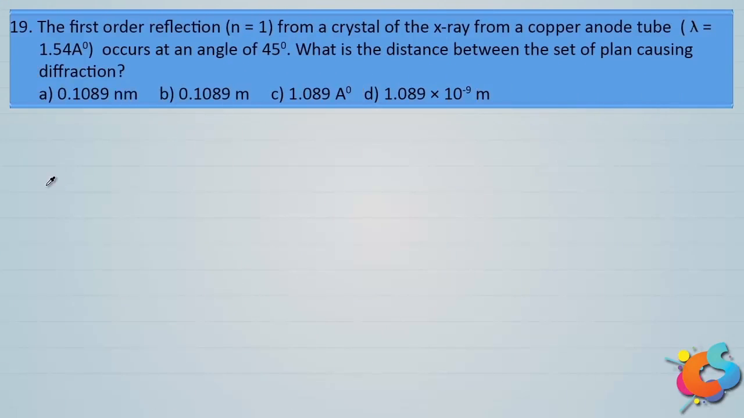Let's move on to another variety of problem. The problem states in this manner. The first order reflection, n is equal to 1, from a crystal of the X-ray from a copper anode tube whose wavelength is 1.54 angstrom occurs at an angle of 45 degree. What is the distance between the set of planes causing diffraction? The given options are option A 0.1089 nanometer, option B 0.1089 meter, option C 1.089 angstrom, and option D 1.089 into 10 to the power minus 9 meter.